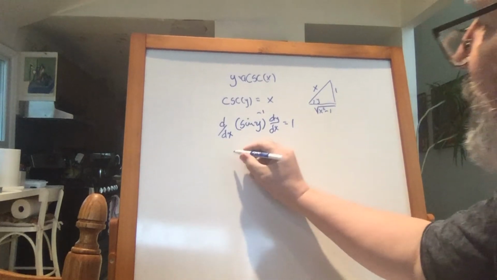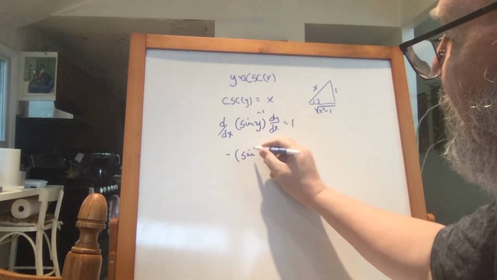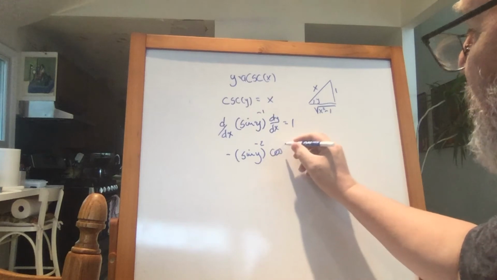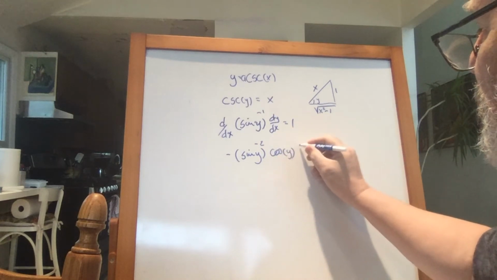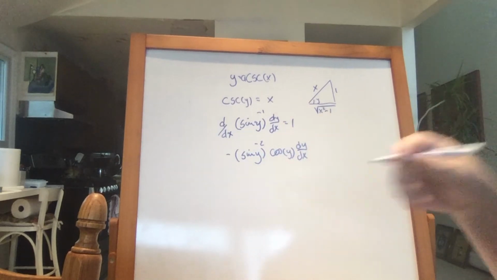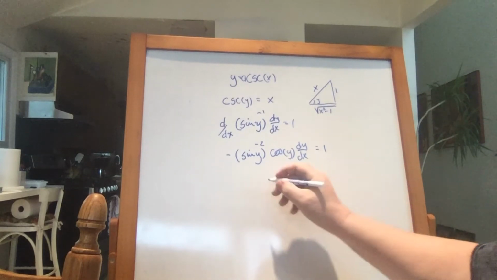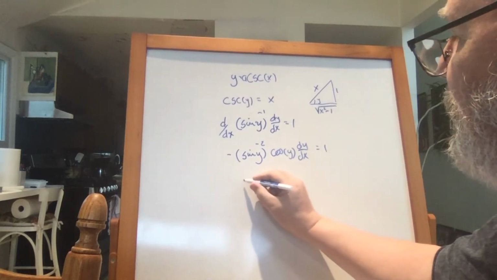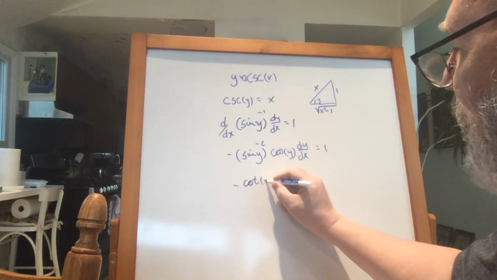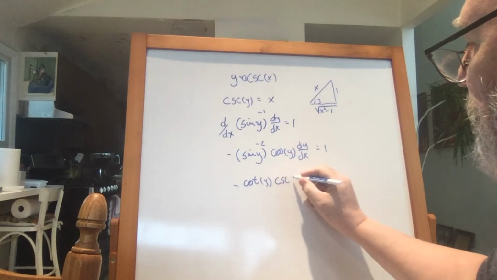So we've got negative sine y to the negative 2 times cosine of y, dy/dx equals 1. This is equal to negative cotangent y times cosecant of y.